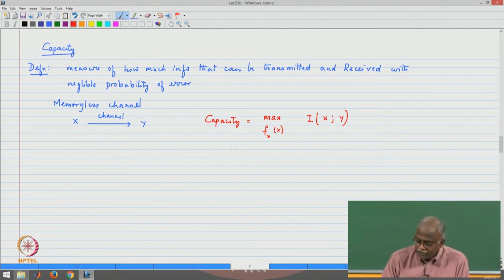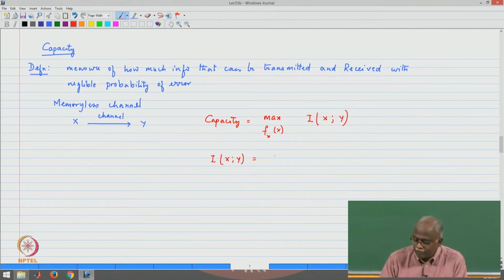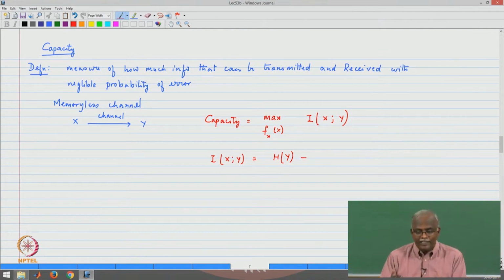So, in other words, mutual information between X and Y can also be written in the context of the entropy, where we write it as the entropy of the output, H of Y. Entropy, as you will recall, is a measure of uncertainty.